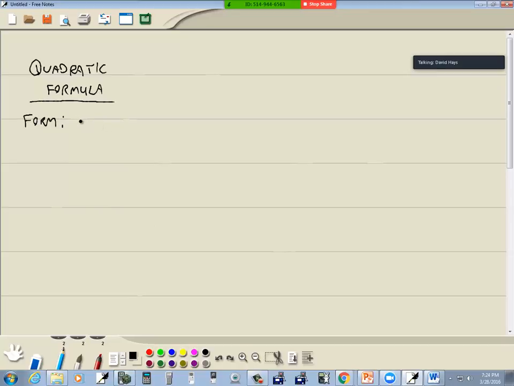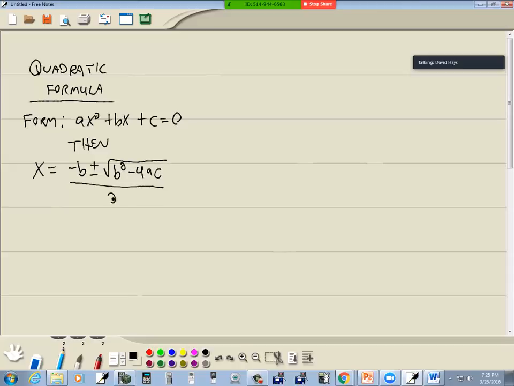Now the quadratic formula says if you got something of the form ax squared plus bx plus c is equal to 0, typically a, b, and c are numbers, then your answer you can get from this formula. x is equal to negative b plus or minus square root of b squared minus 4ac all over 2a.